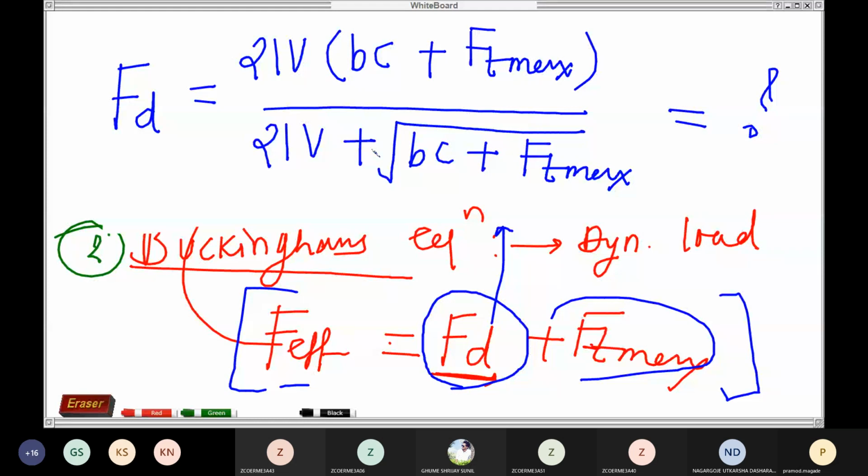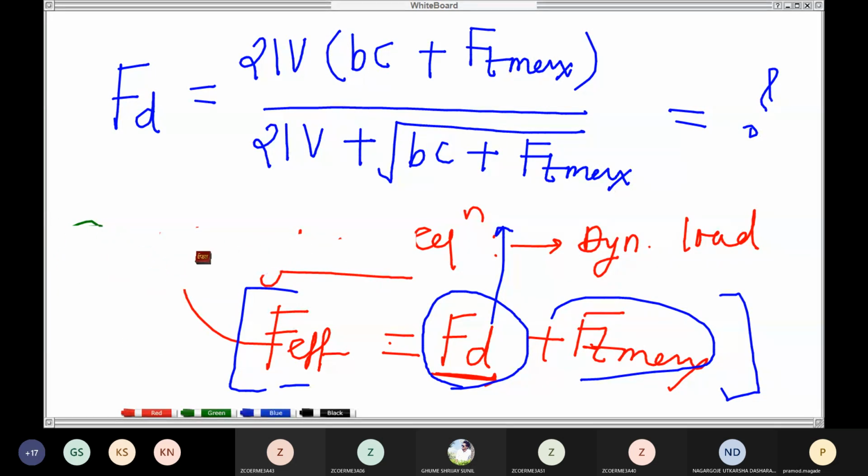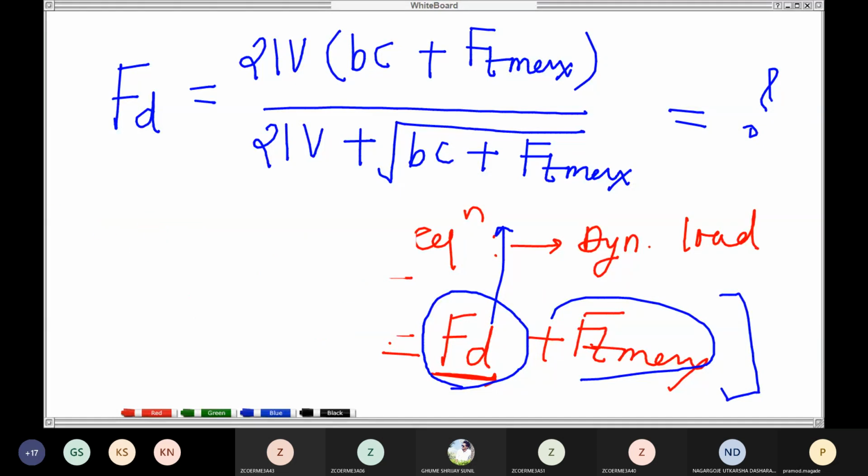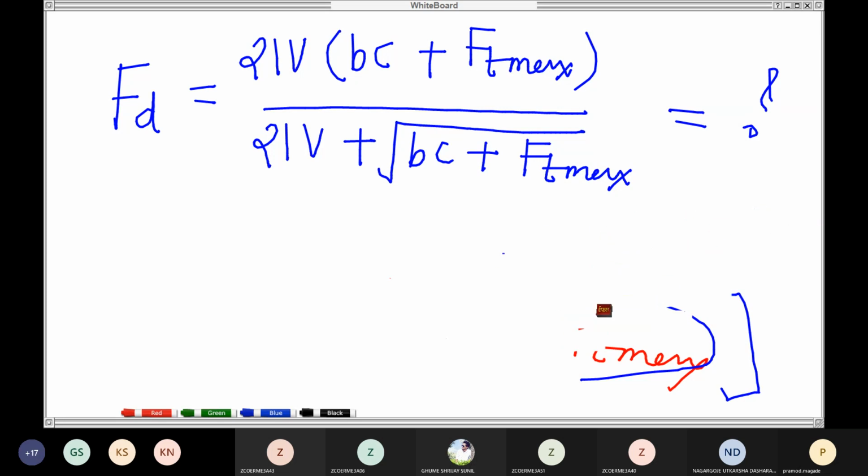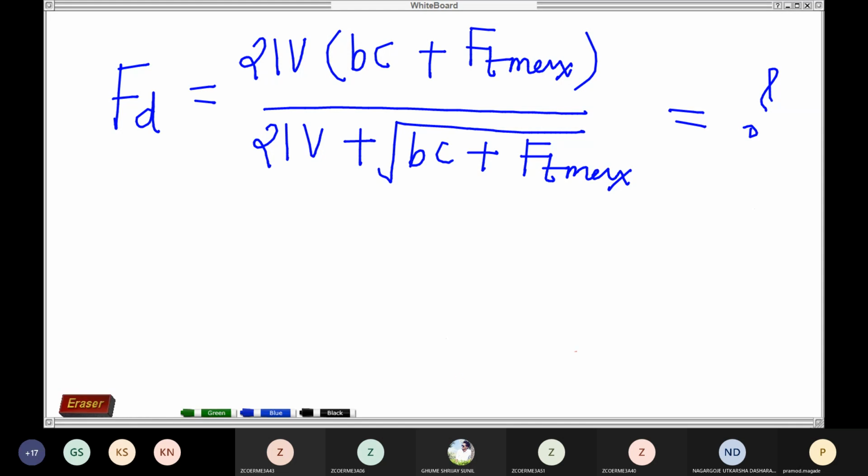So just write down the dynamic load suggested by Buckingham is, FD is equal to numerator 21V in bracket BC plus FT max, divided by 21V plus square root of BC plus FT max.